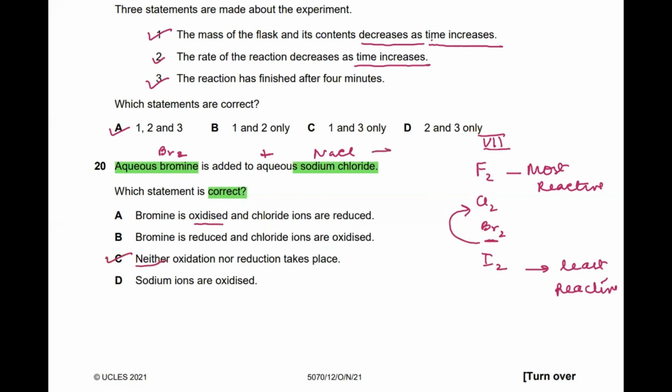There is no reaction taking place here, because neither oxidation nor reduction occurs; bromine, being less reactive, cannot displace the chloride from sodium chloride. Sodium ions are oxidized. That's again incorrect. So the correct answer is basically C, 20C.